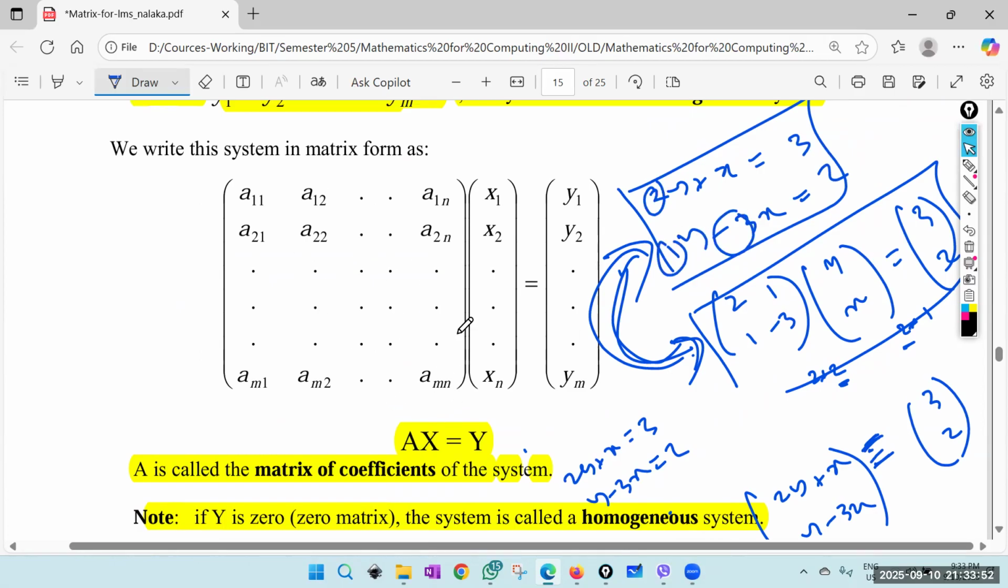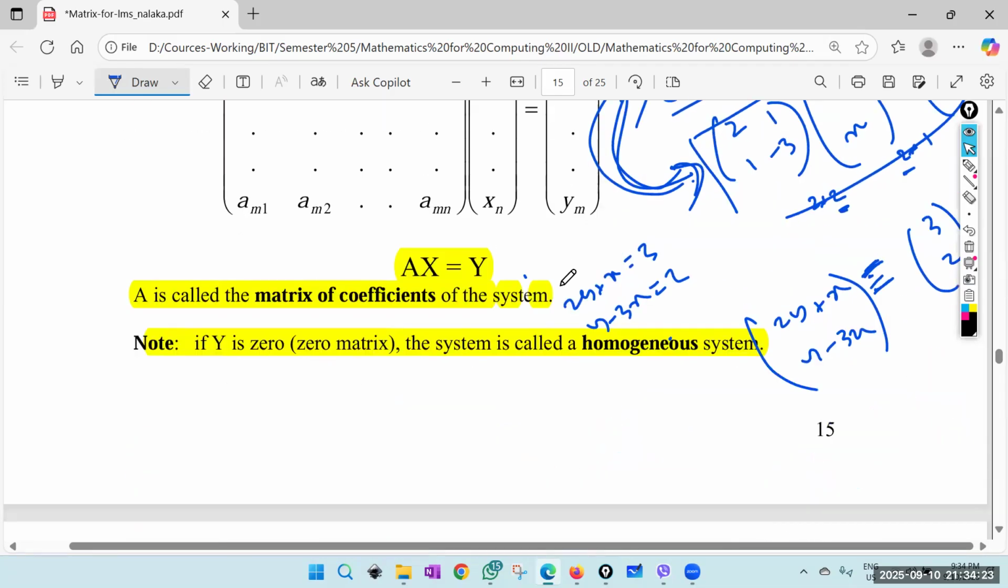Matrix of coefficients into X. X is the representation of an n by 1 column matrix, where x1, x2 to xn are variables, like x, y, z. And this is your constants. So A is the coefficient matrix, X is your column matrix representing variables, Y is a column matrix representing your constants.